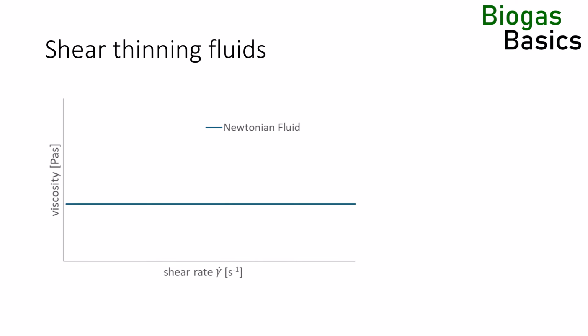Instead, digestate is mostly shear thinning. Its viscosity depends on the shear rate. The higher the shear rate, the lower the viscosity. We will talk about different models describing shear thinning fluids, but in a qualitative plot, they all look like the orange line. At low shear rates, the viscosity of digestate is very high, and only near high velocity gradients, for example near mixers, the viscosity will drop.